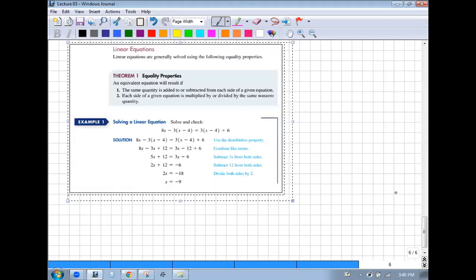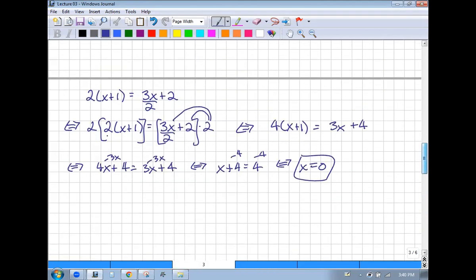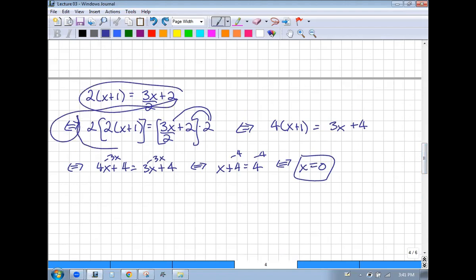All right, equality properties. So here we have theorems. An equivalent expression will result if the same quantity is added or subtracted from each side of a given equation, or each side of a given equation is multiplied or divided by the same non-zero quantity. So that's what this symbol is, right? I can create an equivalent expression as long as I'm only multiplying or dividing both sides by something, or adding or subtracting both sides. Whatever I do to one side, I have to do the other.